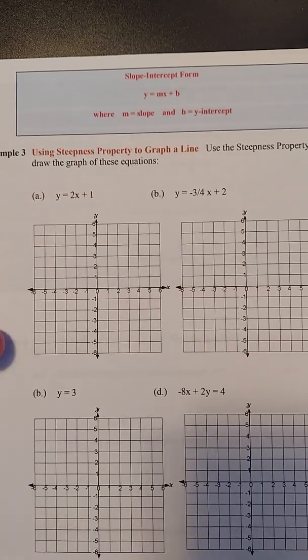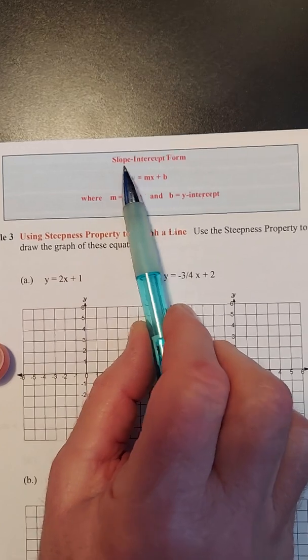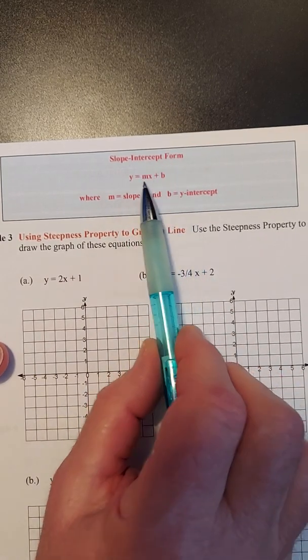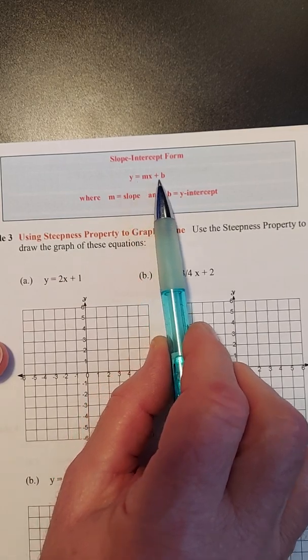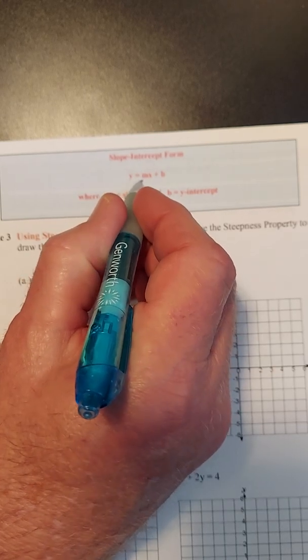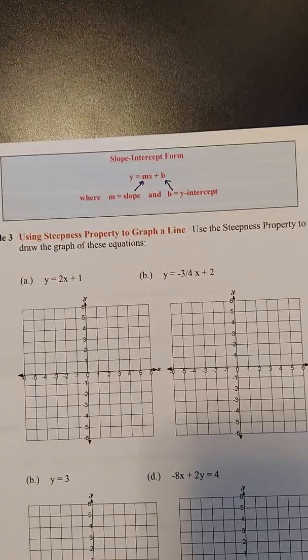Page 3. Okay, we're going to use the idea of steepness, but more than that, we're going to use this, and you've seen this before, the slope-intercept form. That's y equals mx plus b. I talked about that in the earlier page, where m is the slope and b is the y-intercept. The really nice thing about slope-intercept form is that you can graph a line really easily.